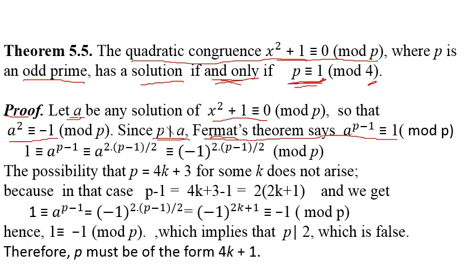Now A power P minus 1. What is P? P is an odd number, odd prime. Can it be of the form 4k plus 3? Suppose P is of the type 4k plus 3. What happens? Then P minus 1 is 4k plus 3 minus 1, or it is 4k plus 2, or 2 into 2k plus 1. So we shall see this equation. A power P minus 1 congruent to 1. In the place of P minus 1, we will write 2 into 2k plus 1.